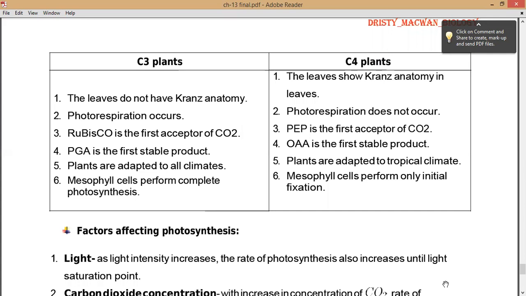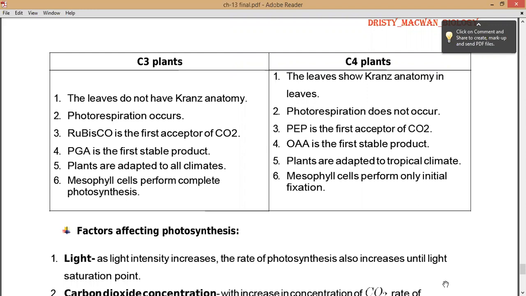While in the C4 plants, the first stable product is OAA, that is oxaloacetic acid, and for this reason the Hatch-Slack pathway is formed, right? And here, for this reason, oxaloacetic acid, a 4-carbon compound, is there. For this reason, as the first stable product is a 4-carbon compound, this is seen in C4 plants, right?